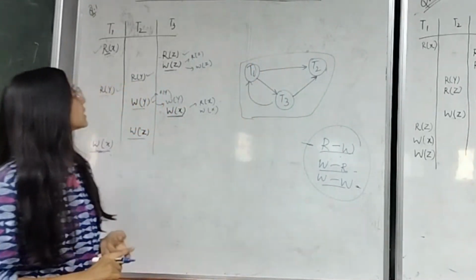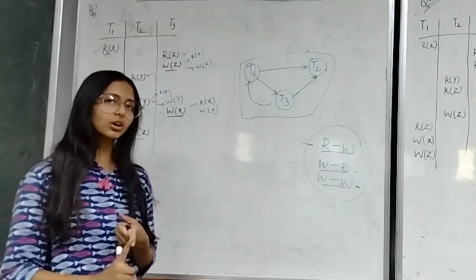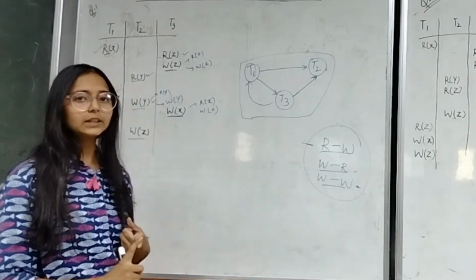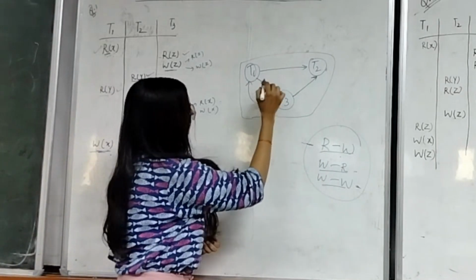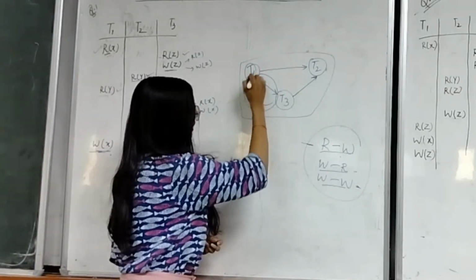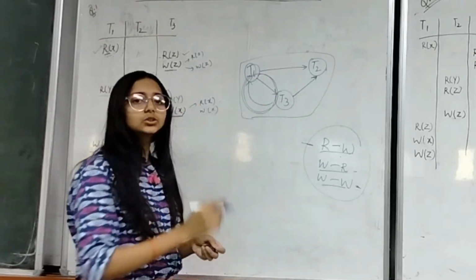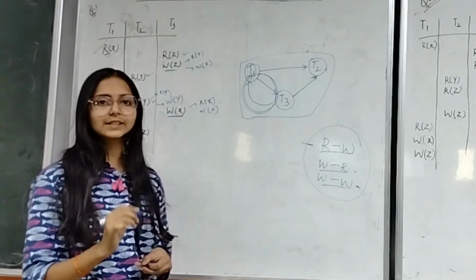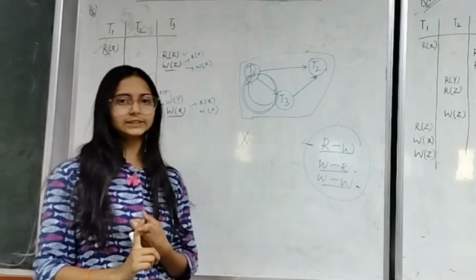Here, to check whether the schedule is conflict serializable or not, we have to find the cycle in the graph. Let's see the graph. Here the cycle is present from T1 to T3 and again to T1. So this is not a conflict serializable schedule.